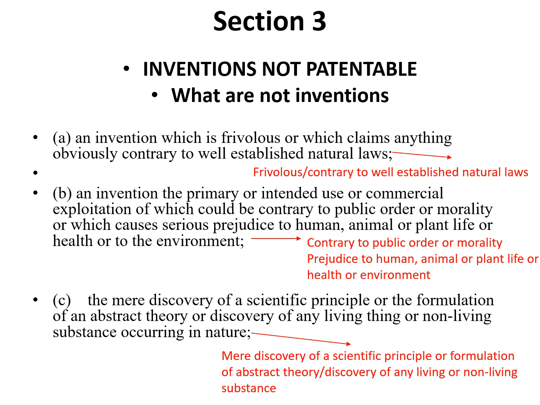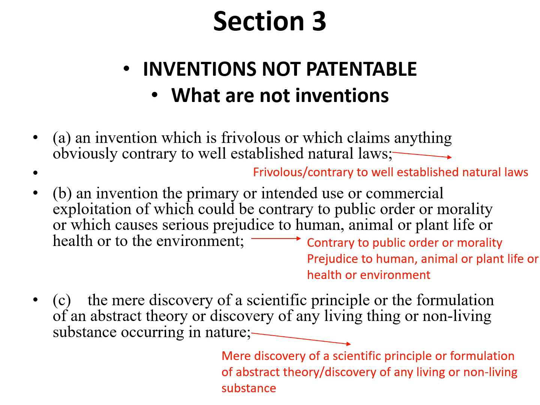Starting with subsection A, it deals with an invention which is frivolous or which claims anything that is obviously contrary to well-established natural laws. Anything that is contrary to the well-established natural laws cannot be patentable. You can use the keywords from this subsection in order to memorize it.